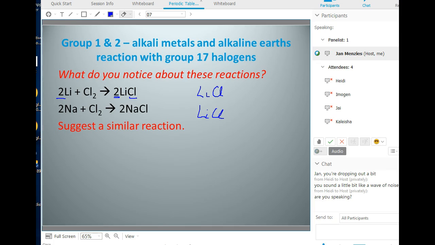Now it's a pity that I couldn't have the periodic table up. But lithium and sodium are both alkali metals. They're both in group 1. So we're expecting them to have similar chemical properties. The other thing that I hope you're noticing is they both are reacting with chlorine. So both reactions have one of the reactants the same.